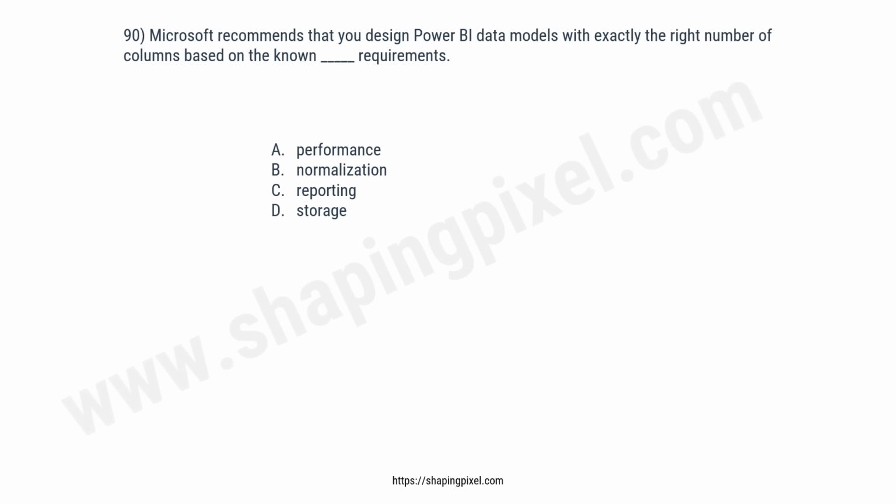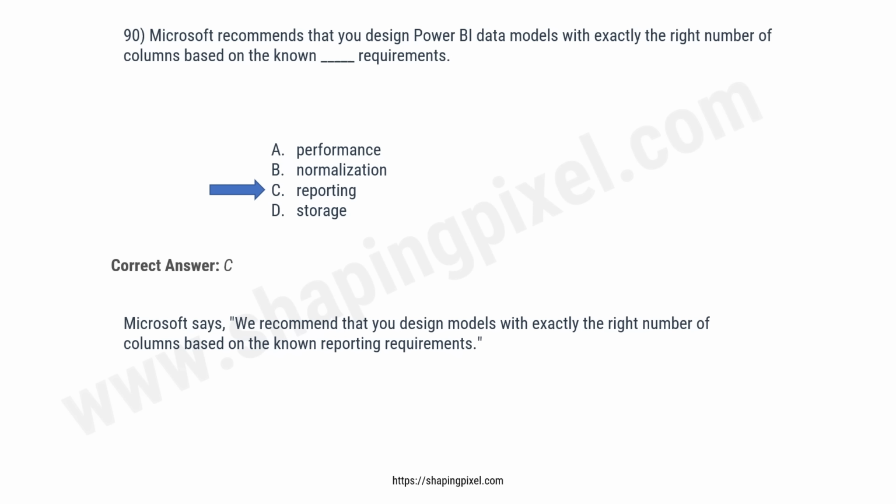Question number 90. Microsoft recommends that you design Power BI data models with exactly the right number of columns based on the known dash requirements. So we have four options: performance, normalization, reporting, storage. So the right answer here is option C, reporting. Microsoft says we recommend that you design models with exactly the right number of columns based on the known reporting requirements.